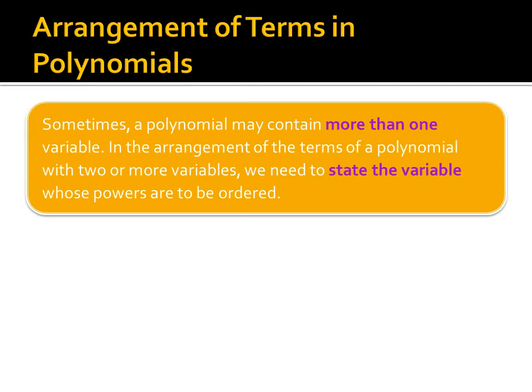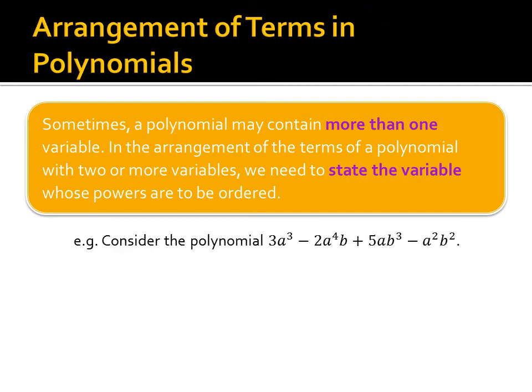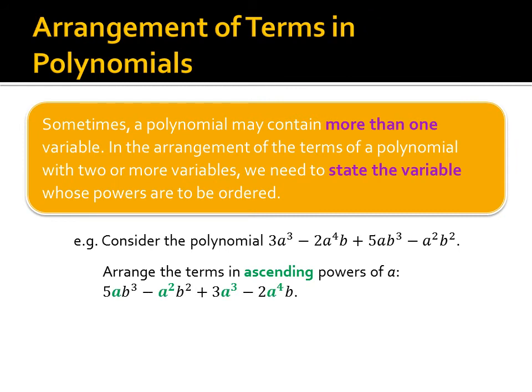Sometimes a polynomial may contain more than one variable. In the arrangement of the terms of a polynomial with two or more variables, we need to state the variable whose powers are to be ordered. Now, let's look at this polynomial. If we want to arrange the terms in ascending powers of a, that means we just need to focus on the powers of a only. Therefore, this term with a comes first, and the term with a squared comes next, then a cubed, and finally a to the power 4.